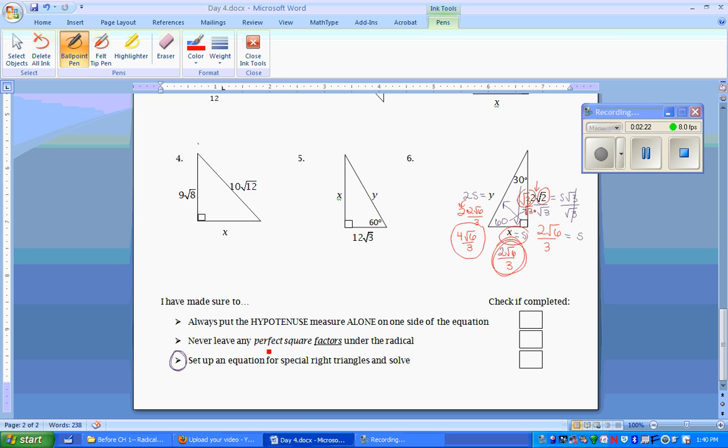So in our closing statements, never leave any perfect square factors under the radical. 6 can only break down into 3 and 2, so it is completely simplified. Set up an equation and solve. We did that over here. And this one right here applies to number 4. Put the hypotenuse alone using a squared plus b squared equals c squared.